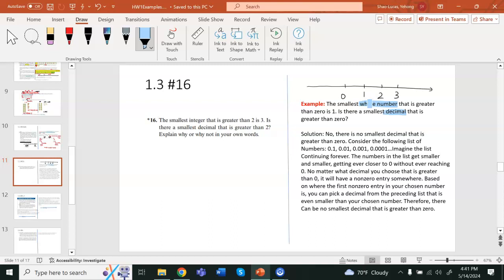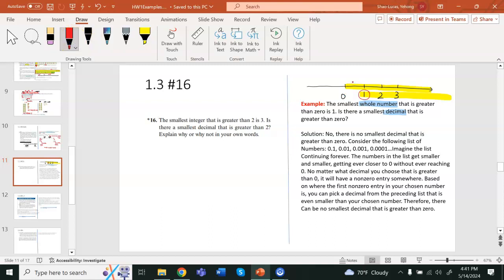Out of all these numbers that are bigger than 0, the smallest one is 1. So we can see 1 is the smallest whole number that is bigger than 0. But if we consider decimals, any number to the right of 0 is bigger than 0. Now we are not just considering the whole numbers, we have to consider the decimals.